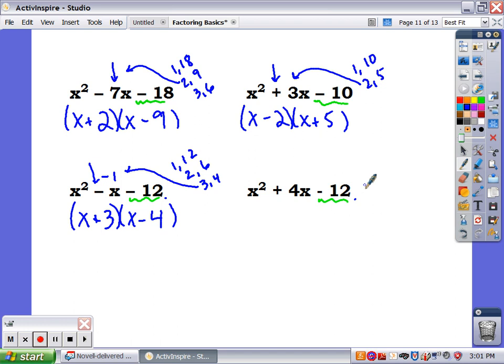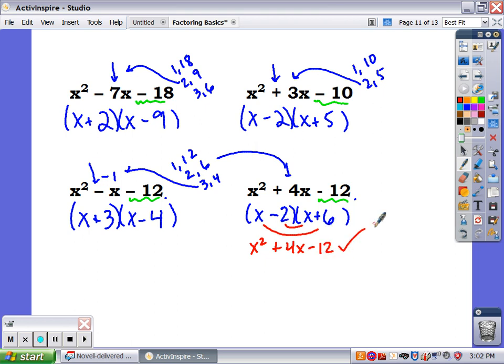Okay, over here, I want now factors that are 4 apart. Factors of 12 that are 4 apart. There it is, 2 and 6. So the 2 and the 6 go in. The larger number will match the sign in the middle. And again, if you need to check, you should be able to do it in your head, but what you're thinking is plus 6 minus 2, oh yeah, there's the plus 4x, negative 2 times positive 6, negative 12.